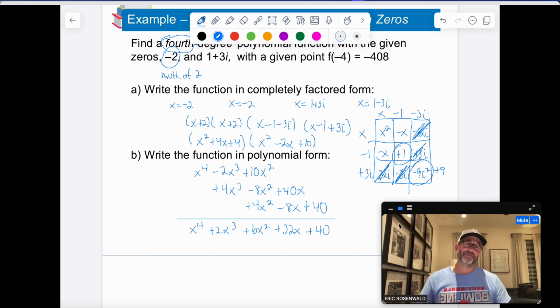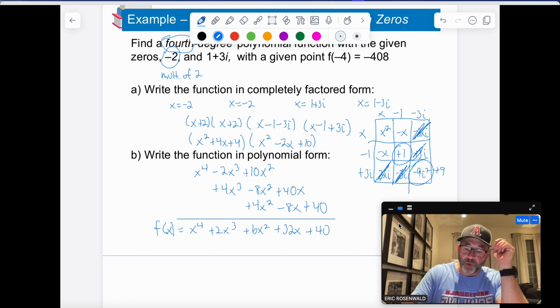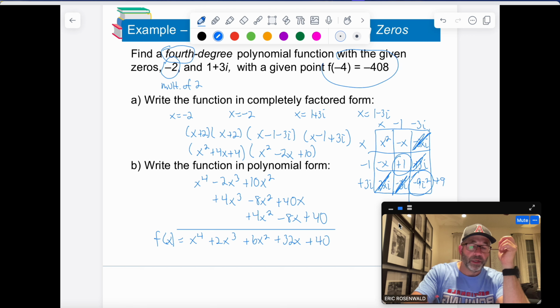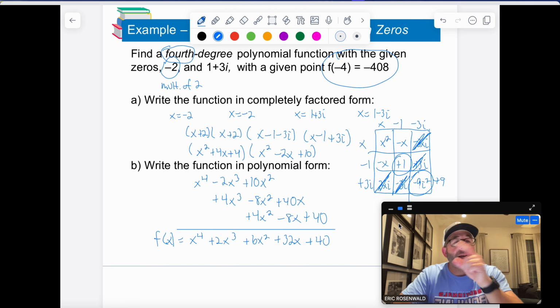But wait, there's more. I'm like a car salesman or like one of those infomercials. So we've created the function in this problem, but we're not done. I need this point to be a part of my solution. By them giving this to me, remember I said this forced our hand and said there's going to be something that's going to take place.